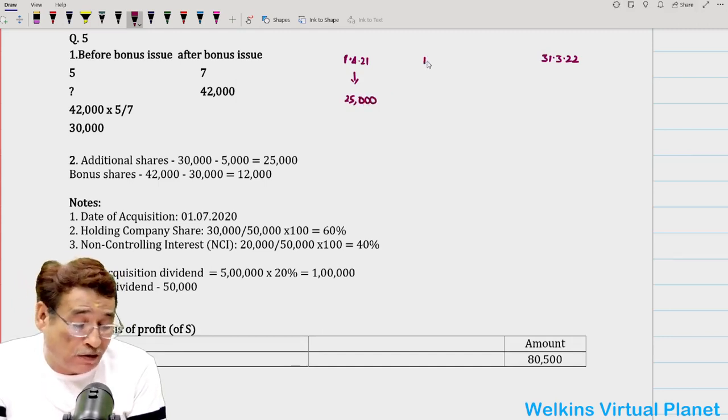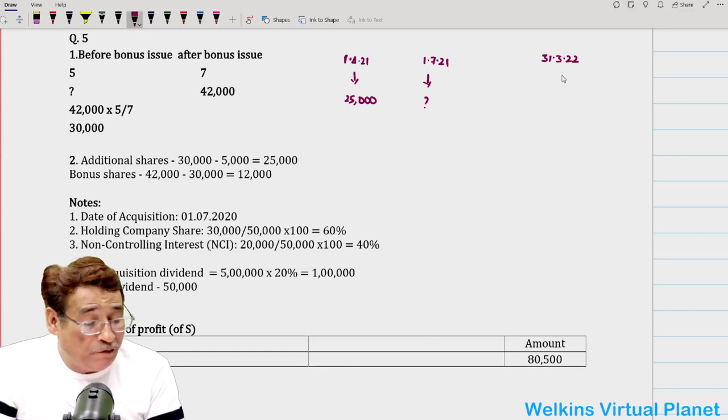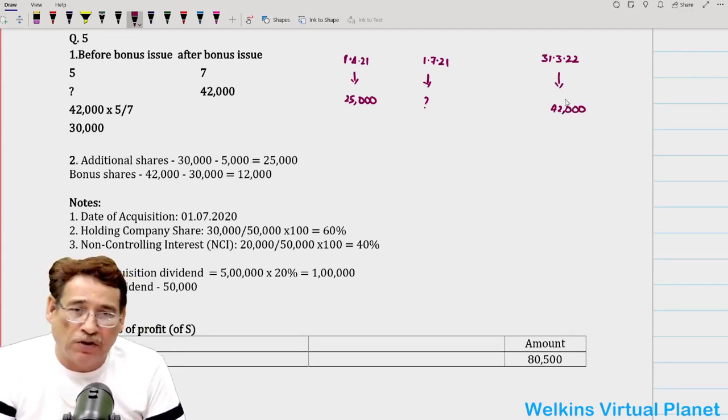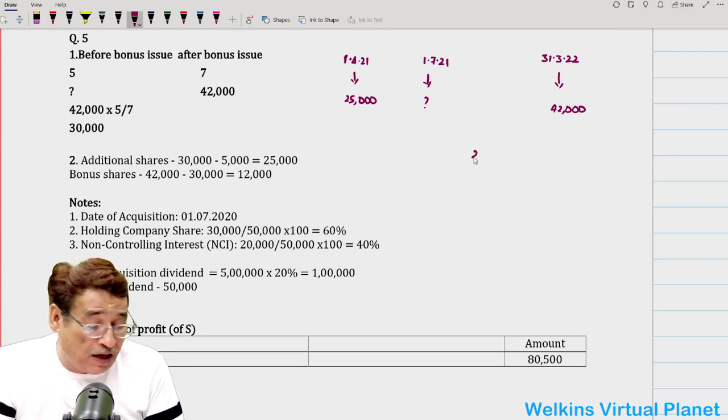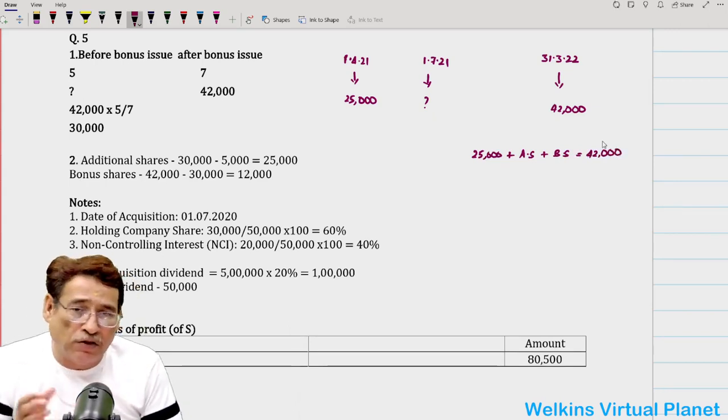Further, the question states that on 1/7/2021, we acquired some more shares. How many shares, we do not know at this particular moment. And further, it is given that by the end of the year, we are having 42,000 shares. Indirectly, it means if I am having 25,000 shares in the beginning and I purchase some additional shares, and I also received some bonus shares, the total must be equal to 42,000 at the end of the year. And in this question your bonus rate is given to you, 2 shares for 5 shares.